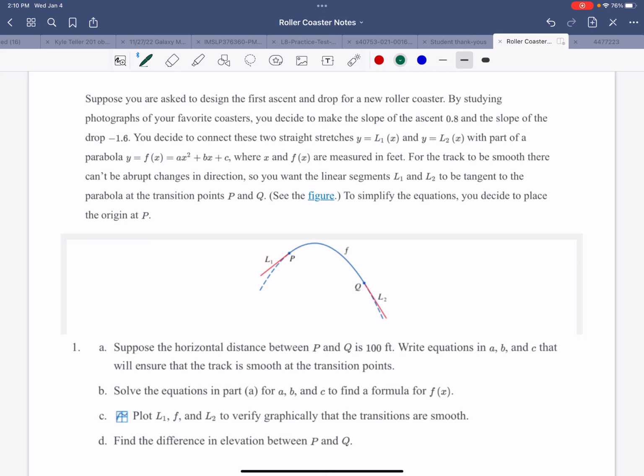So you can pause right now to read the prompt if you haven't already. And you can note a couple of things. Number 1, we have an ascent of slope 0.8 and a slope of negative 1.6 for the drop. We also have 3 different pieces to our roller coaster, L1, L2, and F. Now I'm going to call F big F.